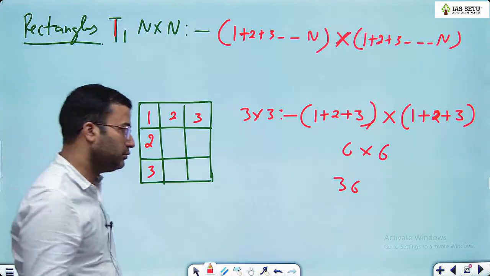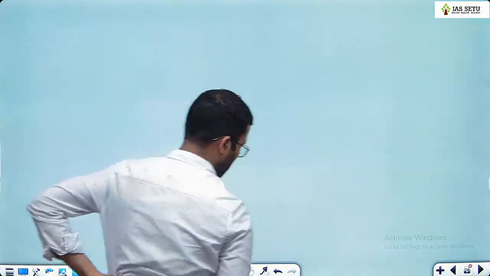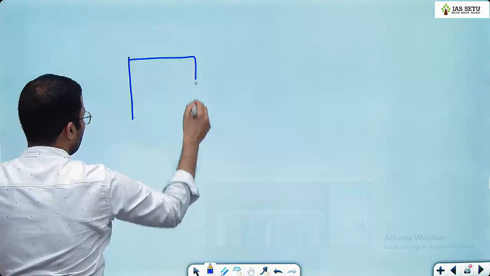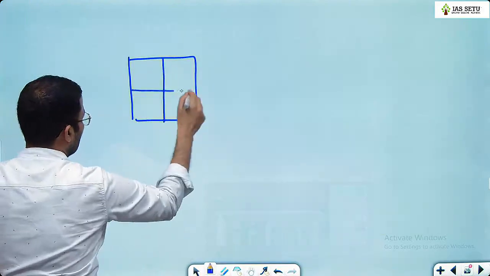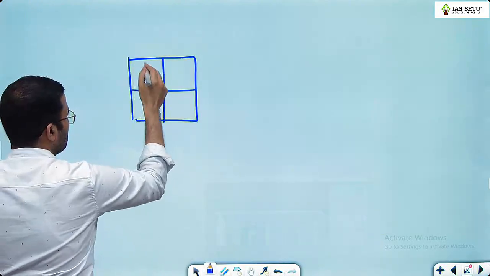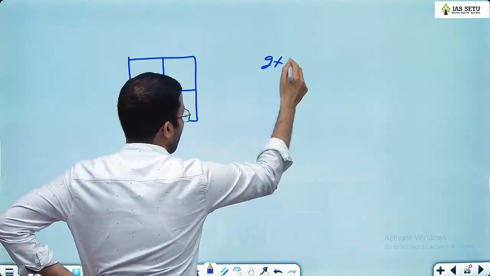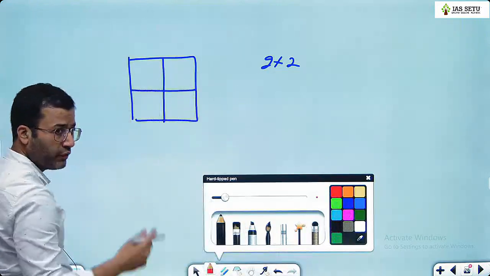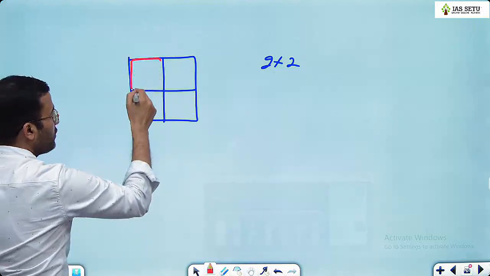Wait, I take one more question. We will check whether this is the correct formula or wrong. In a small figure, 2 by 2, we check manually. We will check rectangles. This is one.